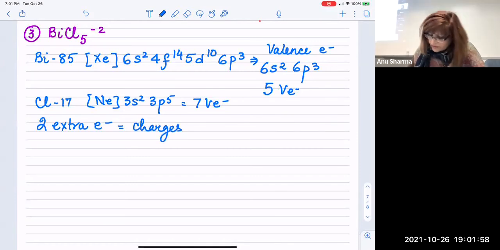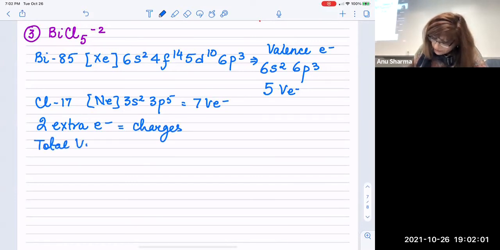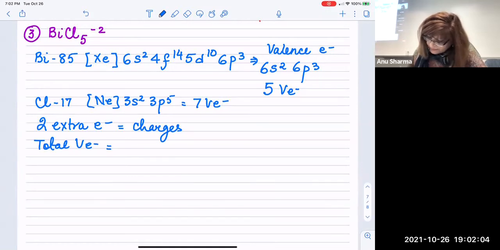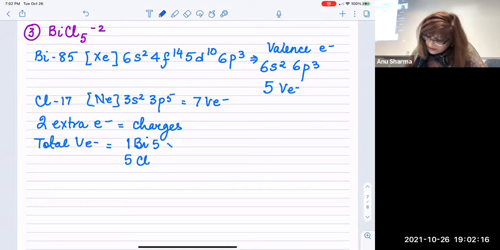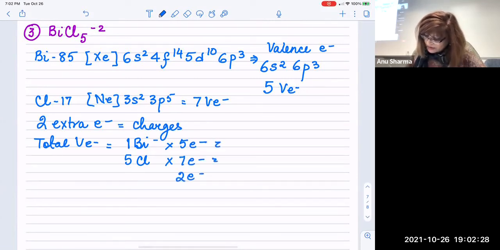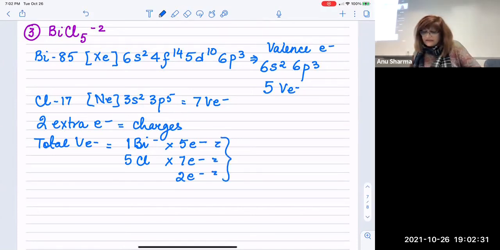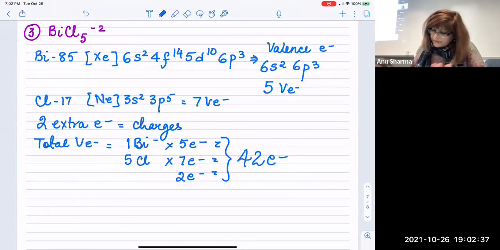So now let's look at the total valence electrons. Bismuth is bringing 5 valence electrons, and there are 5 chlorines. Chlorine is bringing 7 electrons each, and then there are 2 more electrons. So when you add up the whole thing, it comes out to be 42 electrons total. Simple, right?